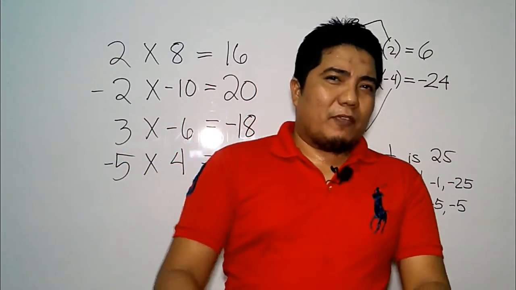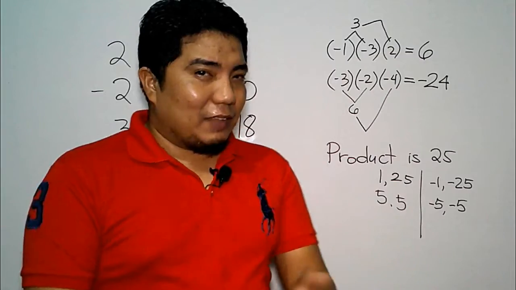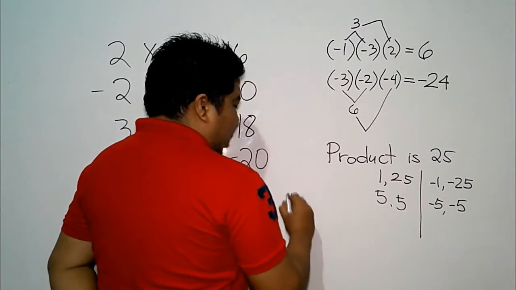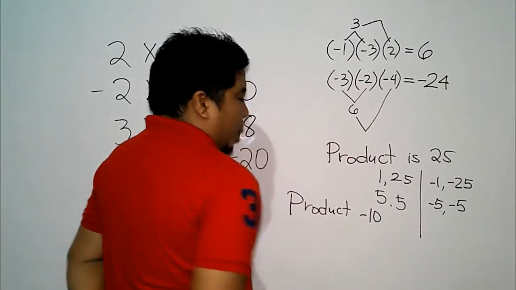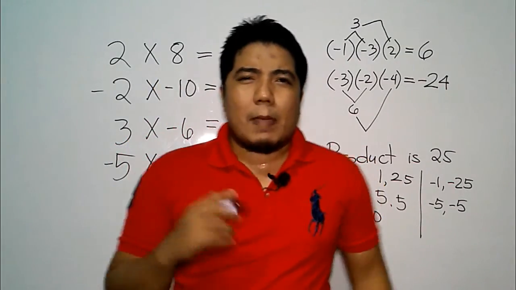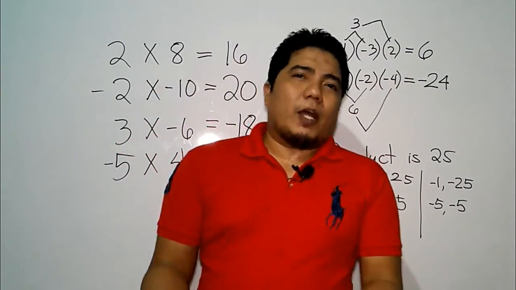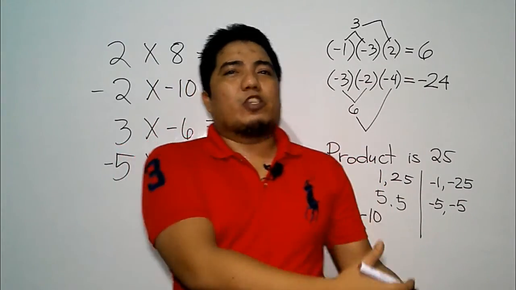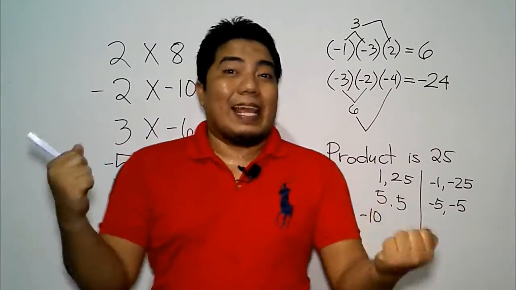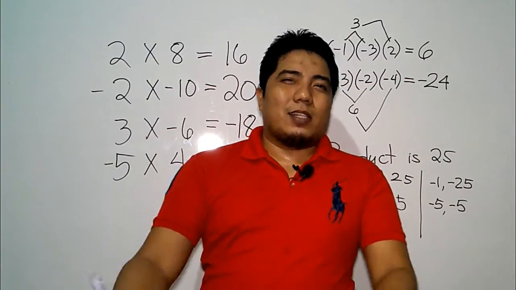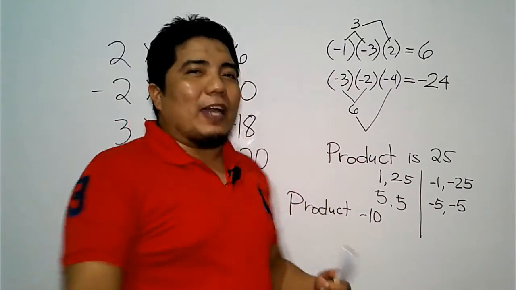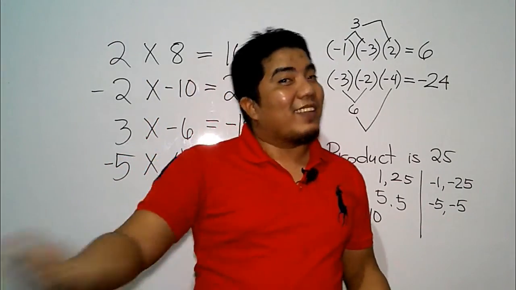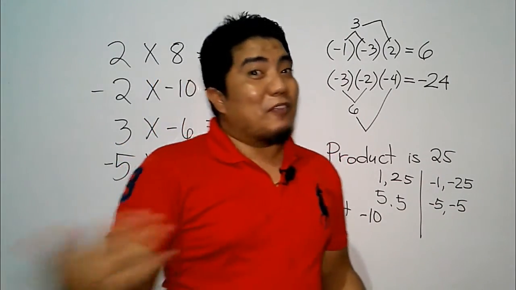Now, what if the product is a negative value? So what if your product is negative 10? Okay, what are the factors? Now remember, if the product is negative, that is a result from 2 unlike signs. So if we are considering 2 unlike signs, it could be a positive and a negative. So, what are the factors of 10? We have 1 and 10. We have 2 and 5, right?